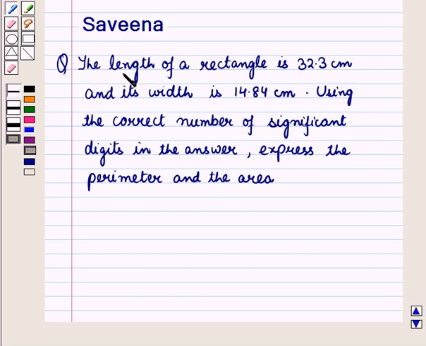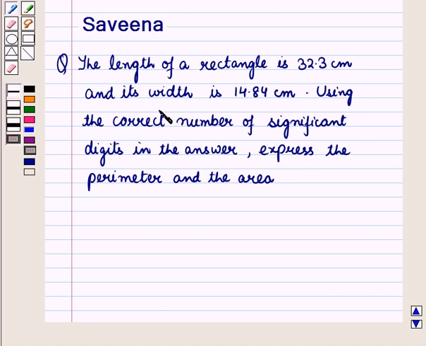In this session we discuss a question which says that the length of a rectangle is 32.3 cm and its width is 14.84 cm. Using the correct number of significant digits in the answer, express the perimeter and the area.